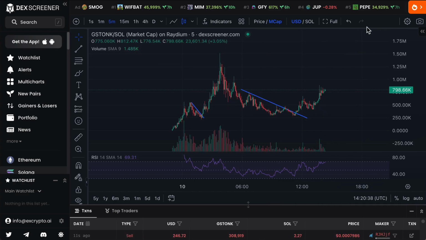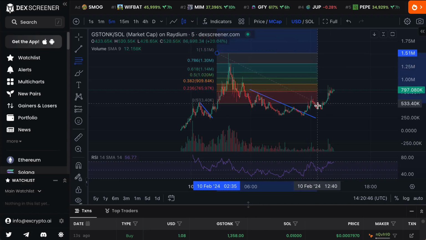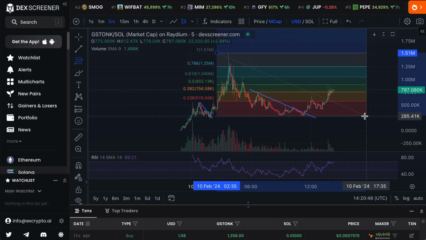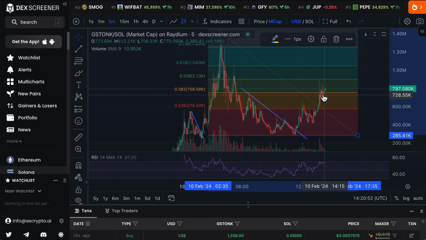It can break through and go even higher, or it can be a retrace and then the project slowly dies off, which is a bad sign if it doesn't push up from here. So click on the top, click all the way down to the bottom. It doesn't need to be perfect, but try and get it as exact as you can. Notice we already bounced off the 0.5.